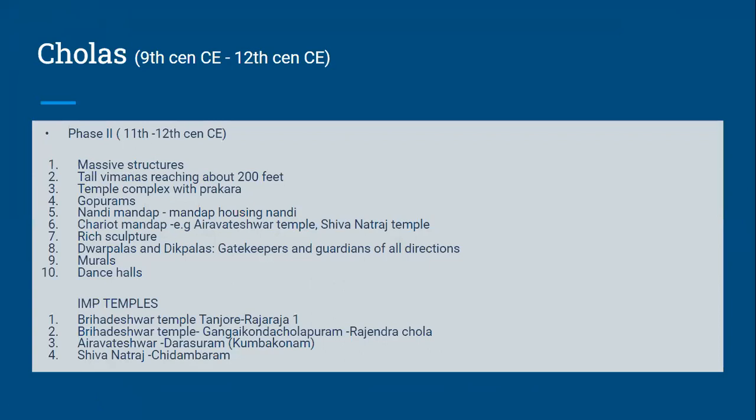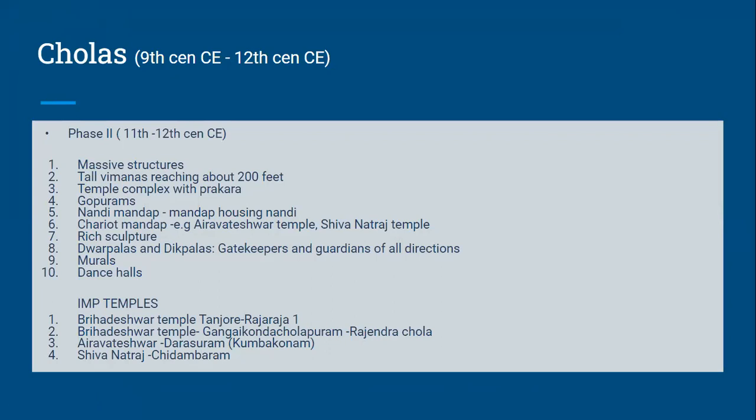We saw the tall vimanas. We saw that the vimanas themselves are beautifully carved. Then we saw the temple complex with a boundary wall, prakara. Gopuram, so we saw the emergence of the Gopuram. Mandap is, Nandi Mandap is there, chariot Mandap. One more thing you can add over here, 1000 pillared Mandap.